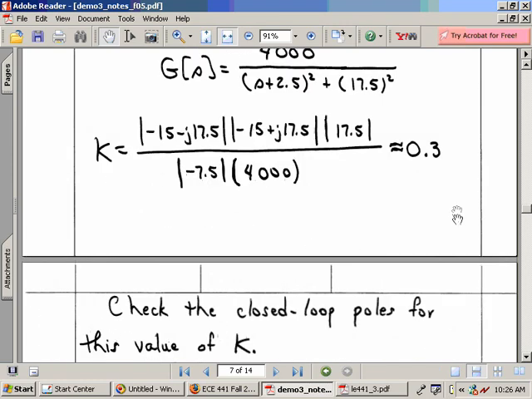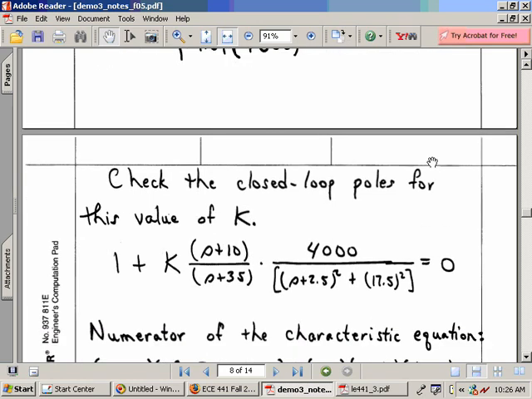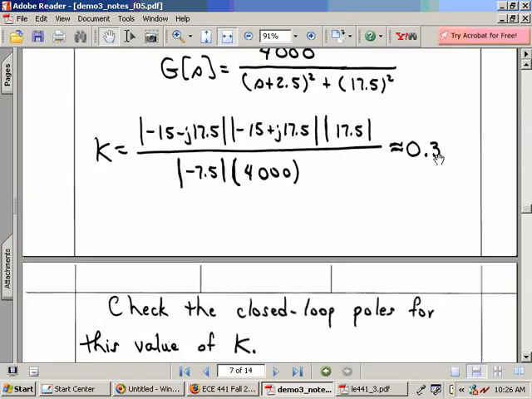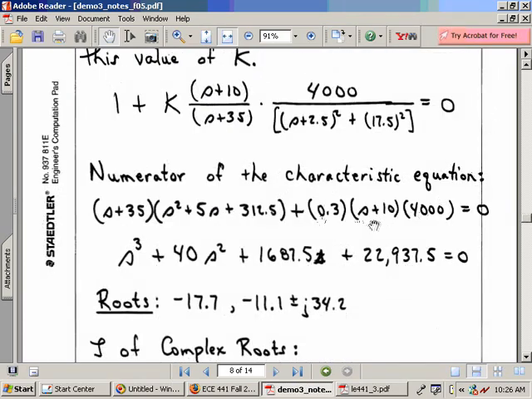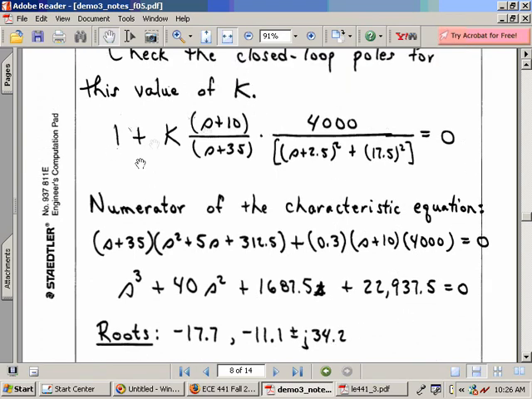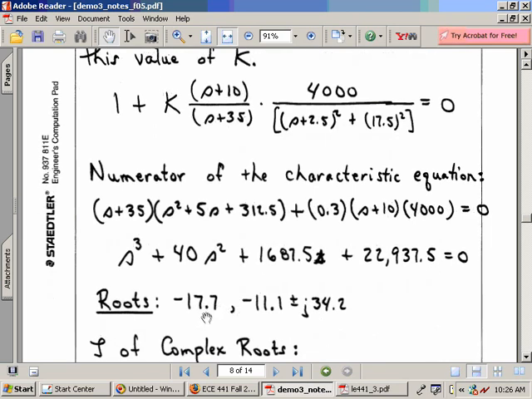That says we have now determined all the parameters in our phase lead controller, and we can use that information to determine where the actual closed loop poles are. We picked this value of 0.3 to give us one pole at -17.5. Let's see if the resulting complex poles are acceptable. If we now solve this numerator expression, we end up with this formula, which gives us a cubic in s. We can find the roots, and the roots are at -17.7, almost -17.5.